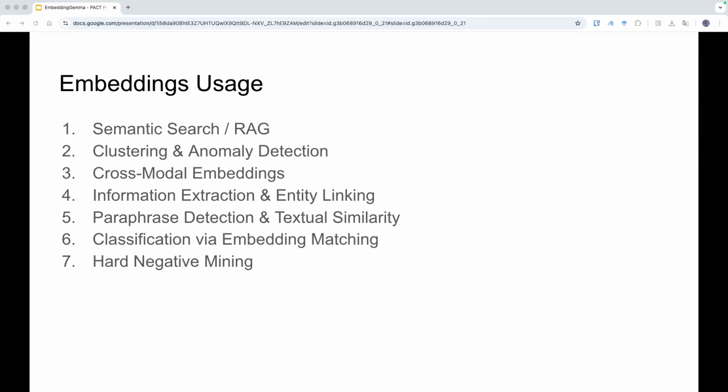Apart from that, other use cases are pretty straightforward, like information extraction, paraphrase detection, and other things. Basically, these all depend on the semantic meaning that we extract from embeddings.